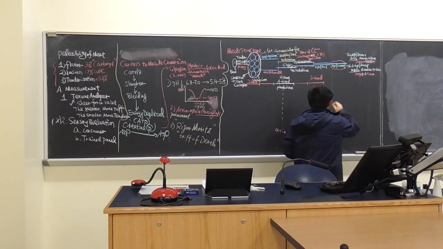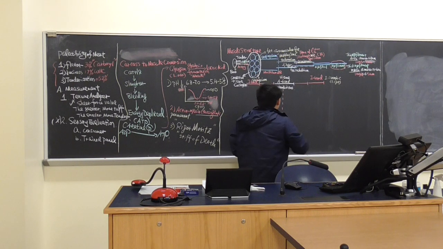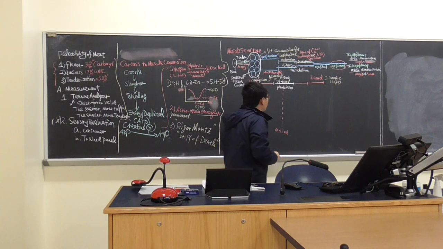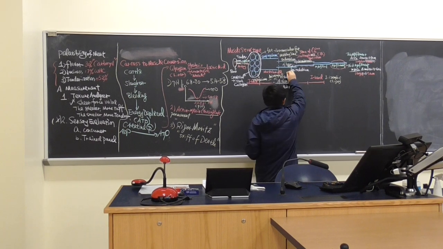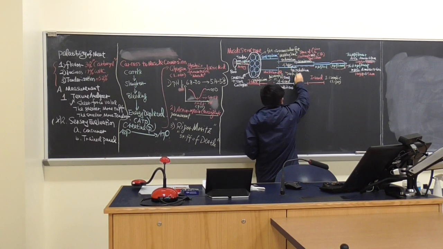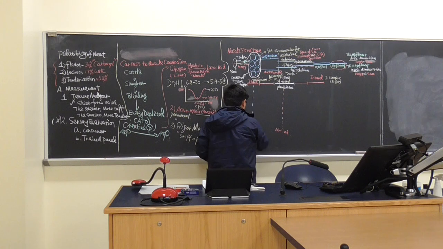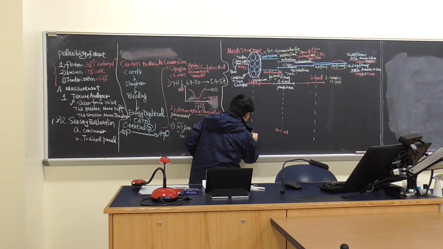Now what does I mean? This I means isotropic, which means it's light, not polarized light. What does A mean? That is anisotropic. You see the anisotropic, which means it's polarized light. So it's a little bit dark, slightly dark. So what's gonna happen? In the middle of this I band, there is a line. This line is called the Z line.